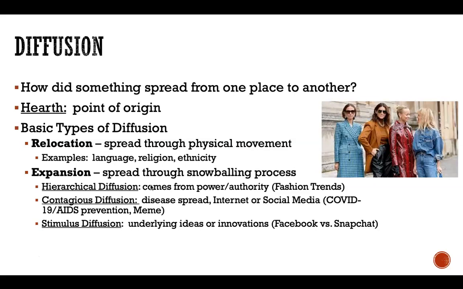And then our second way of looking at diffusion is expansion diffusion, right? And the most important version of expansion diffusion, right? And we look at a snowballing process, right? Kind of a snowball. You understand what a snowballing process is, right? It goes down the hill. It starts small and it gets bigger and bigger and bigger and bigger, right? Hierarchical diffusion is a good example of expansion diffusion, and this comes from places of authority and power, right?